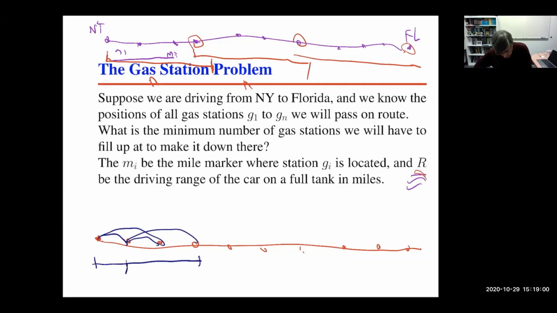If I now fill up my tank here, I can get from here to there. I can get from here to there, to there, to there. Does everybody kind of see this? I could build a graph where every pair of vertices that are within a driving distance of R, I have an edge between. Now, how would I use that graph to find the minimum number of hops I need to use from here to here?